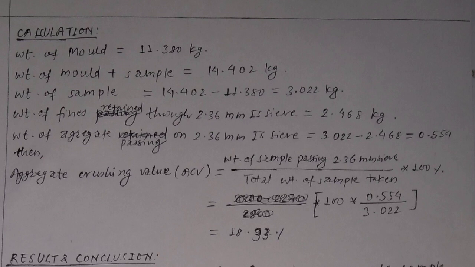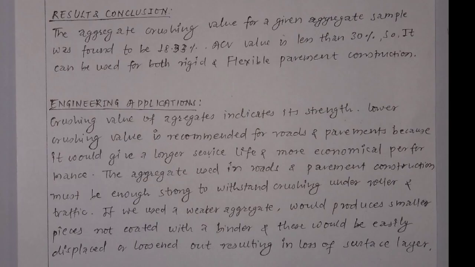passing through the 2.36 mm IS sieve equals 0.554 kg. And now aggregate crushing value equals weight of sample passing through the 2.36 mm sieve, that is 0.554, by total weight of sample, that is 3.022, into 100, then its value becomes 18.33%. Okay, and hence the aggregate crushing value equals 18.33%.